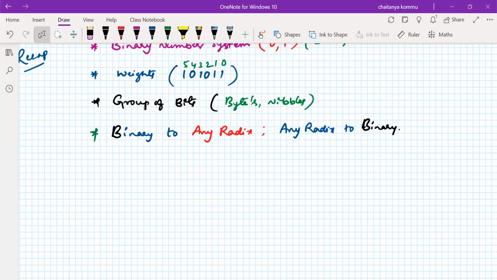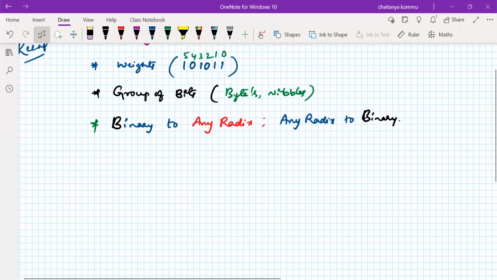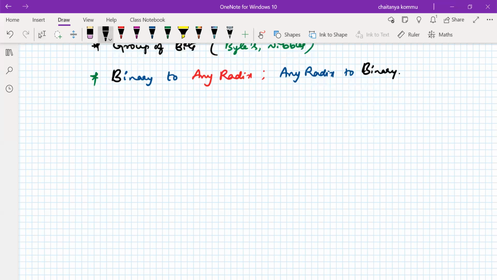Previously we have seen any radix to decimal and decimal to any radix, because we are familiar with the decimal number system. But digital computers use the binary number system. That's why we should know the basics about the binary number system. So let us quickly move on to how we do this conversion.